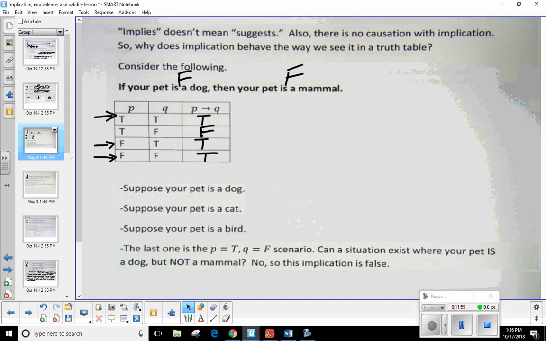Now the only one left is the true, false scenario, the one that's going to end up being false. Can a situation exist where your pet is a dog, the first statement is true, but it is not a mammal? No, there's no scenario where that's always going to happen. So that's why we look at it that way. Okay. Yes, ma'am.